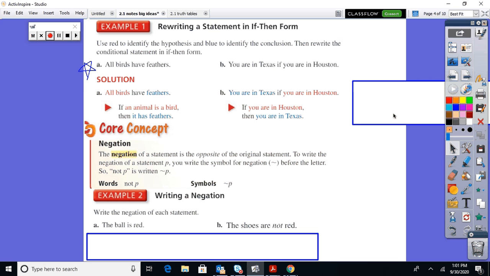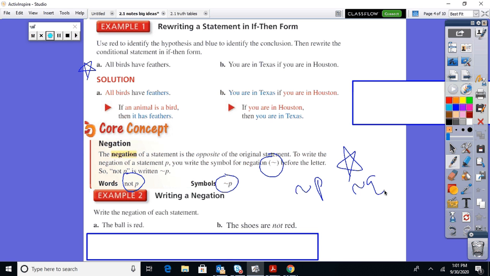Next, let's see, negation. An important concept here. A negation is the opposite of the original statement. So to write a negation, there's an important symbol here: the little squiggly symbol, a tilde. But in the world of logic, it means not. So when we see the squiggly P, it represents not P. Or you could have squiggly Q, not Q.